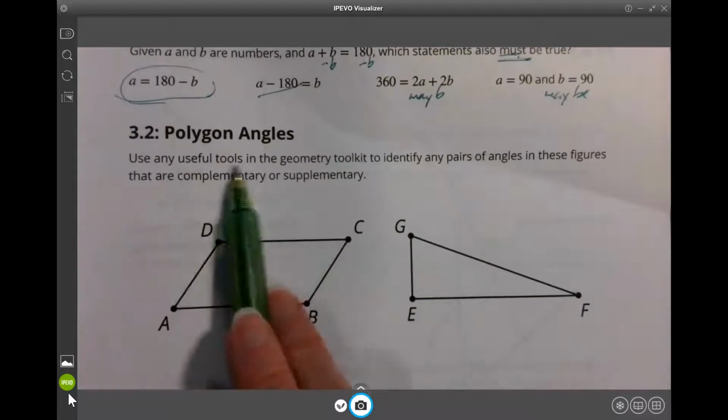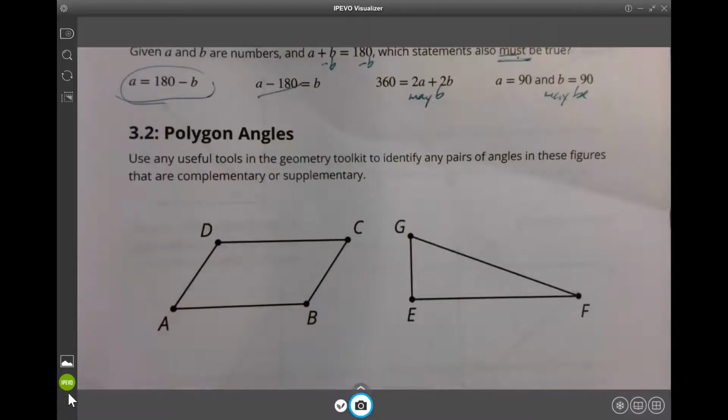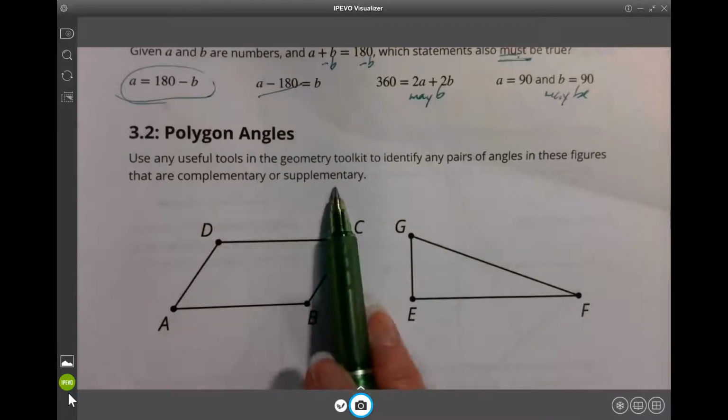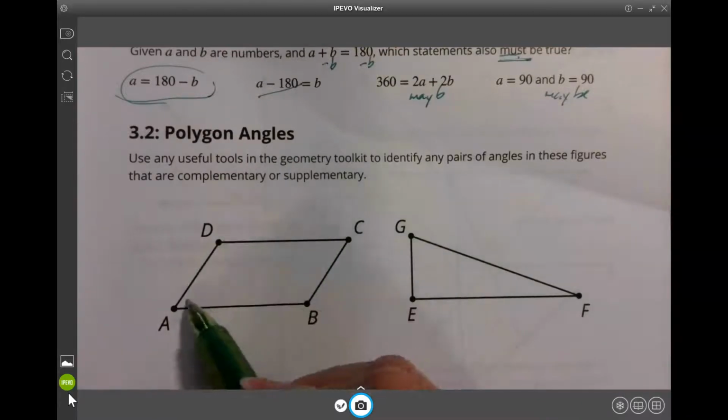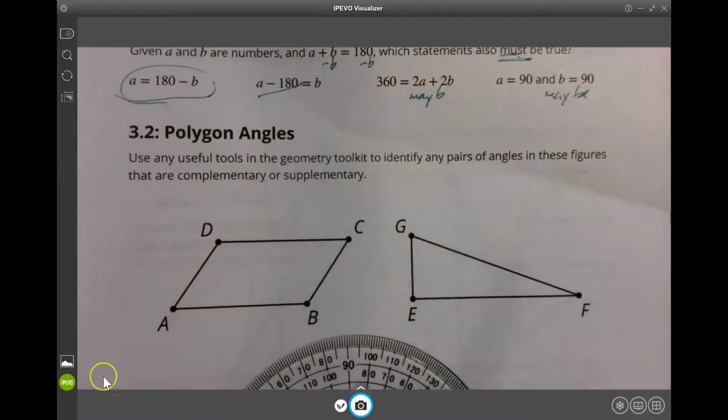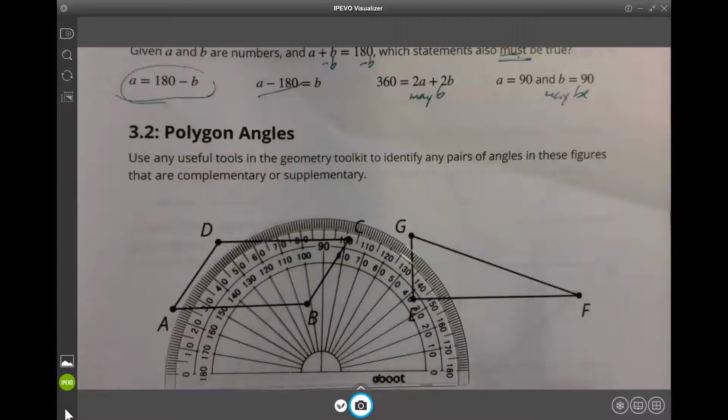Okay, this next one you're going to need a protractor for, so hopefully you got a protractor from the substitute, or else they gave you one. And it says we have to identify all angles in these figures that are complementary or supplementary. So right now we're going to pause it and we're going to measure each one of these angles. Ready? Go. Well, I'll do the first one with you. I'll do a couple with you, so then you remember.